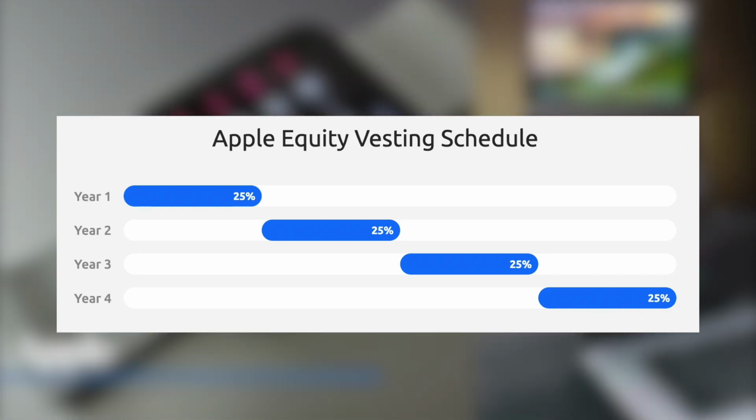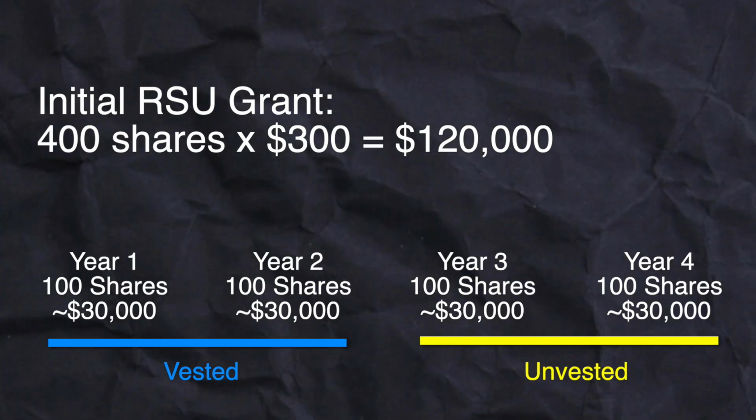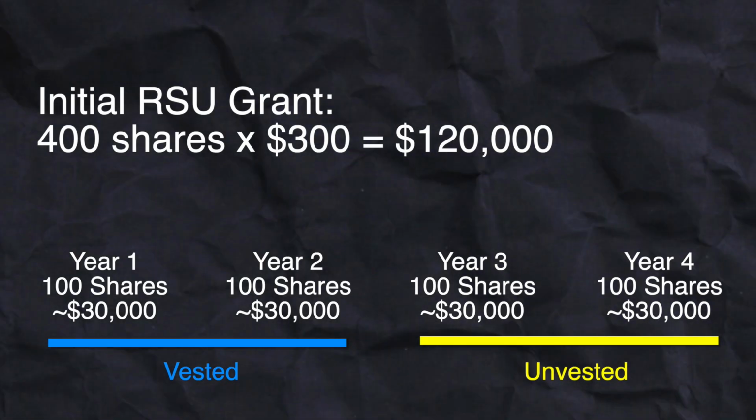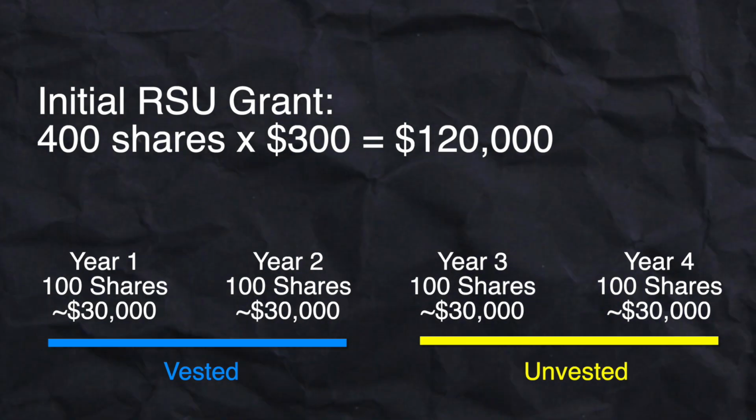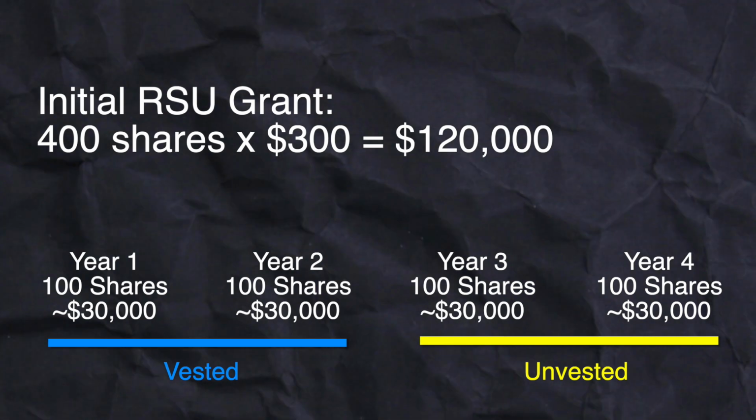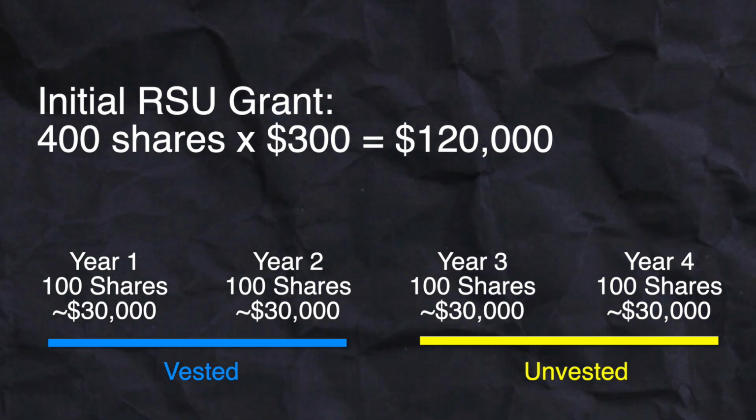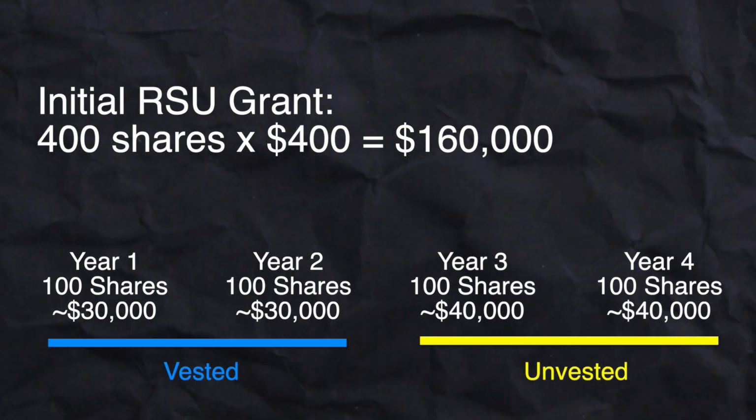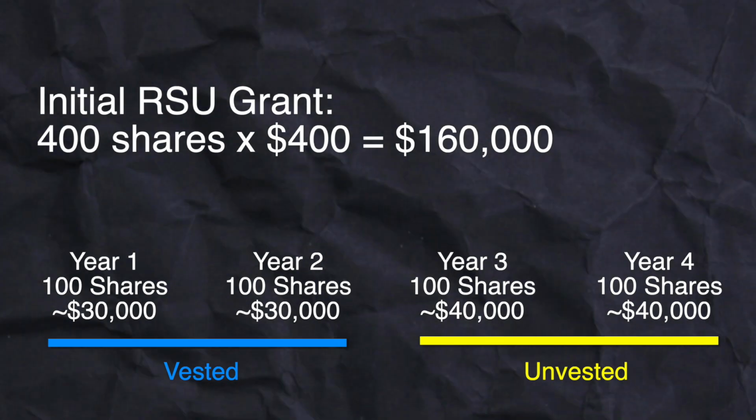So it's important to note that your RSU grant is a promise of a number of shares and not necessarily a monetary value. So that means if the price of your stock increases while your RSUs are unvested, your RSUs have risen in value, and vice versa if the stock price declines. So for example, when I got hired, I had an initial grant of 400 shares that was spread out evenly over 4 years, which means every year I would get 100 shares of my initial 400 share grant. At the time when I joined, those shares were worth roughly $120,000, but since the stock price has increased in value, my RSUs are now worth around $160,000.